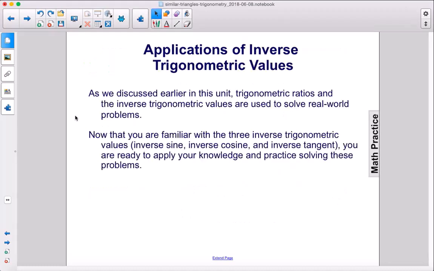Applications of inverse trigonometric values. As we discussed earlier in this unit, trigonometric ratios and the inverse trigonometric values are used to solve real-world problems. Now that you're familiar with the three inverse trigonometric values, inverse sine, inverse cosine, inverse tangent, you are ready to apply your knowledge and practice solving these problems.